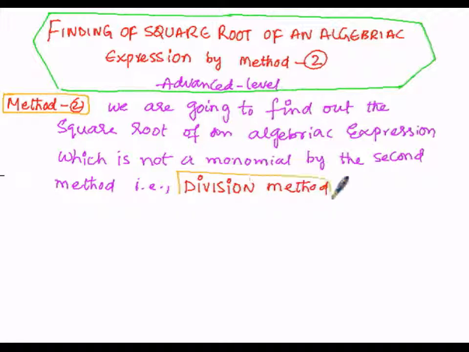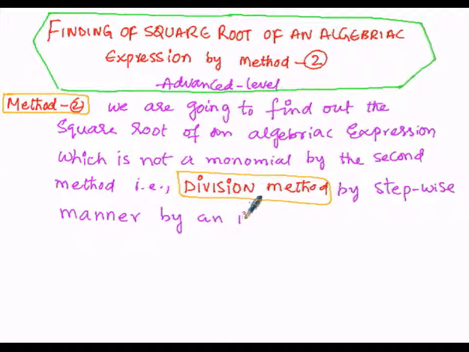So in this division method, that too in a stepwise manner, by an illustration. So here we are going to find out the square root of an algebraic expression which is not a monomial by the second method, that is the division method, in a stepwise manner, by an illustration. So here the illustration, that is, the example.